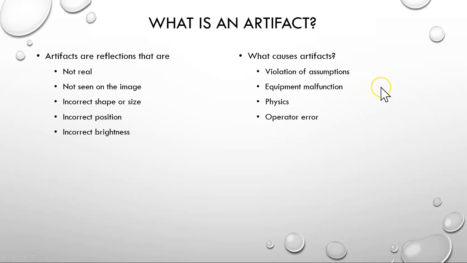What causes artifacts? Well, artifacts can be caused by a violation of the assumptions. All machines are manufactured with certain assumptions in them, and we'll talk about those assumptions in the next slide. What else can cause artifacts? Equipment malfunction. Sometimes the equipment that you use malfunctions. Also, just simple physics can cause artifacts. And lastly, operator error can cause artifacts.